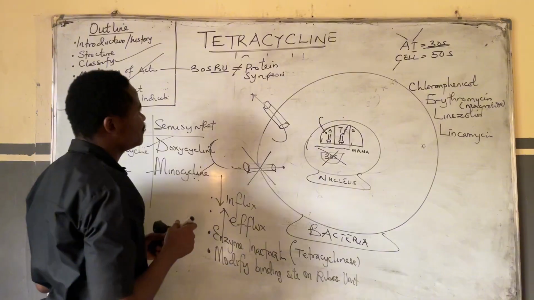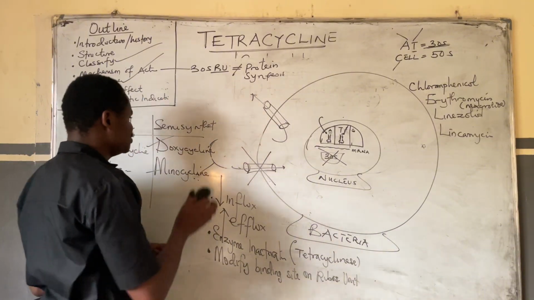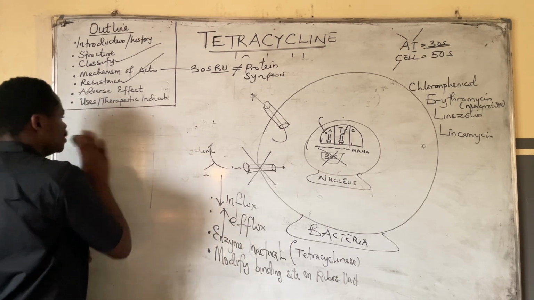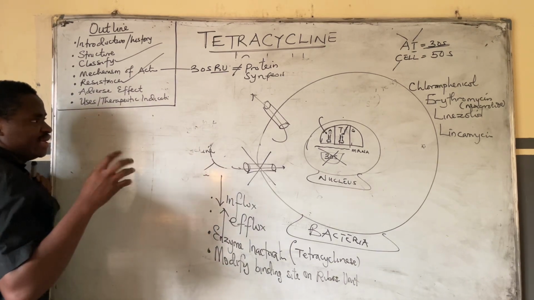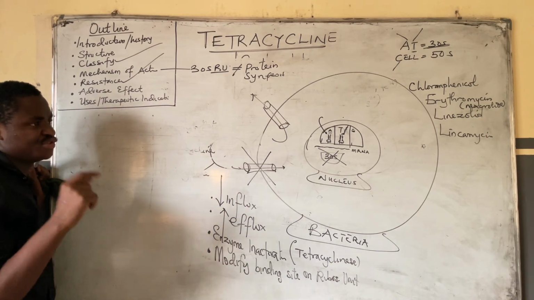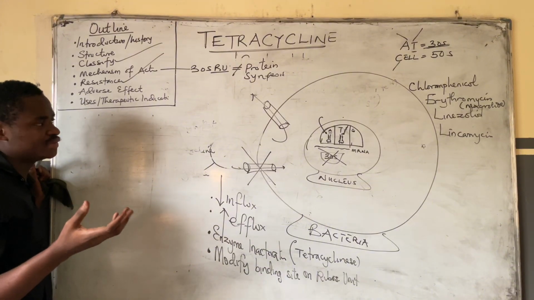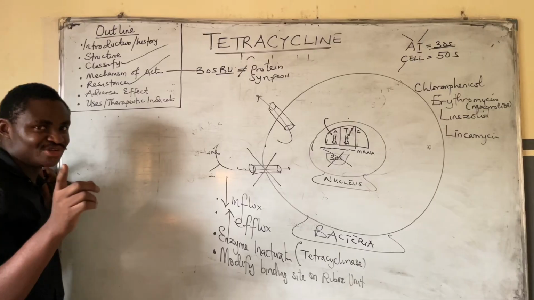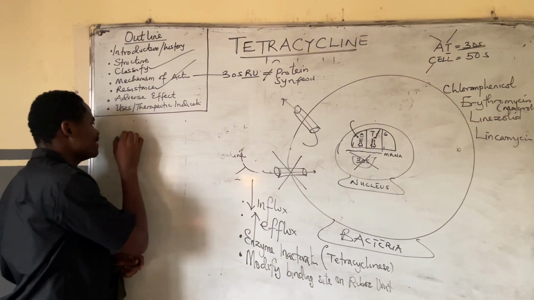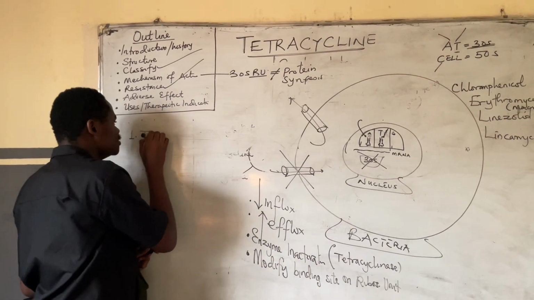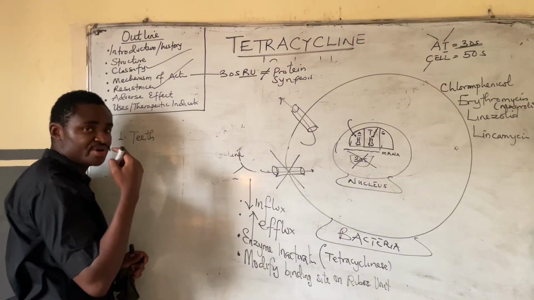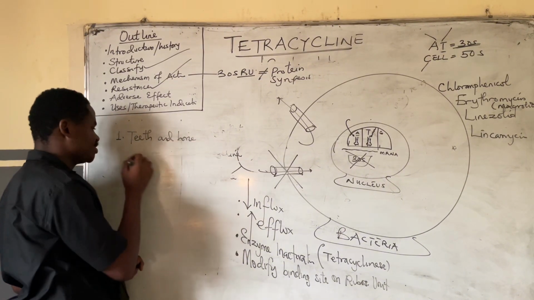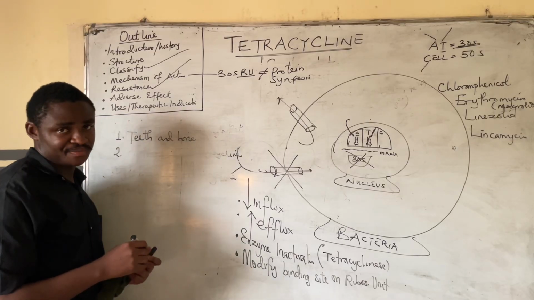Now, what about adverse effects? For adverse effects of this drug, what are things I want to say here? Number one, this drug interferes with deposition of calcium on the bone, because calcium deposits on the bone, and you know that it chelates ions. So you can tell, number one, it should have an effect on the teeth and the bone. So it will cause teeth discoloration, and it will cause some bone marrow suppression. So it has some effects on the bone.